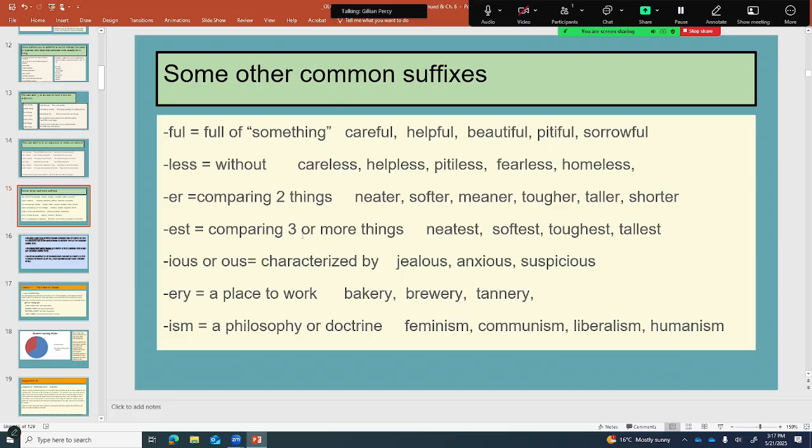-ious or just -ous, it's characterized by. Jealous, the characterization of being jealous of, I'm not sure how to put that one. Anxious, suspicious. -ery is a place to work, like a bakery, a brewery, a tannery. And then -ism would be a philosophy or a doctrine, like feminism, communism, liberalism, humanism. Sorry.